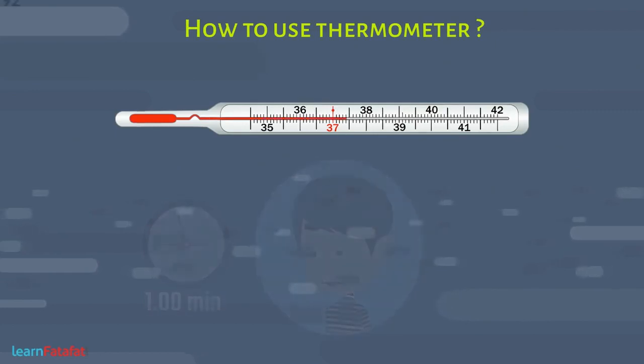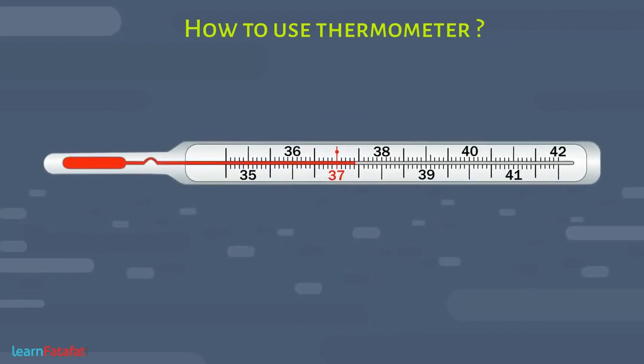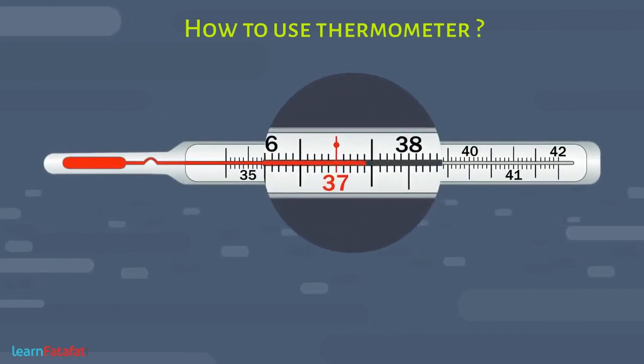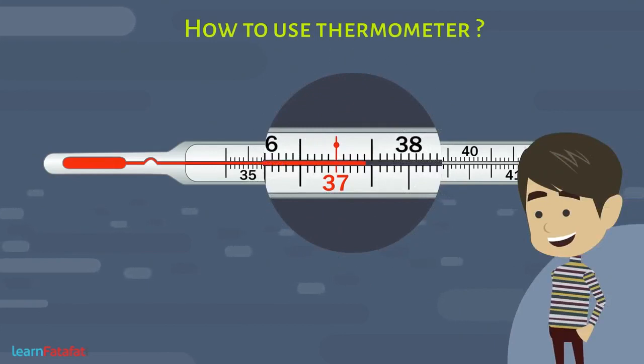Now, take the thermometer out and find out the reading shown by the mercury. Just now you have identified your body temperature. Here is a sample value which is showing 37 degrees Celsius and 0.4 degrees Celsius, that is 37.4 degrees Celsius.